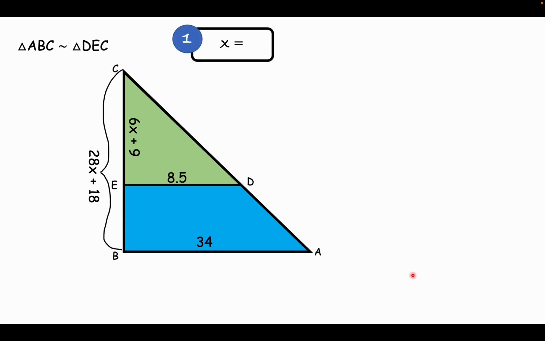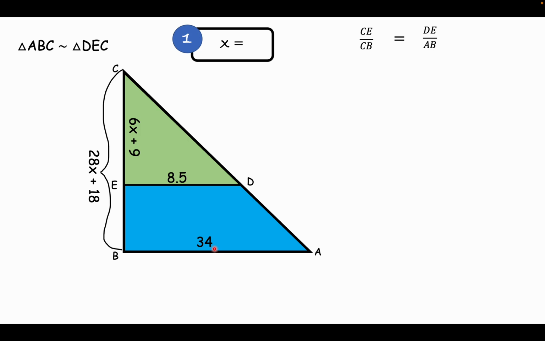If we need to solve for x, we need to remember that when triangles are similar, the ratios of their sides are going to be equal. So the corresponding side CB, it corresponds with CE. So if I took the ratio CE divided by CB, it's going to equal the other side that we have, which is DE and AB.